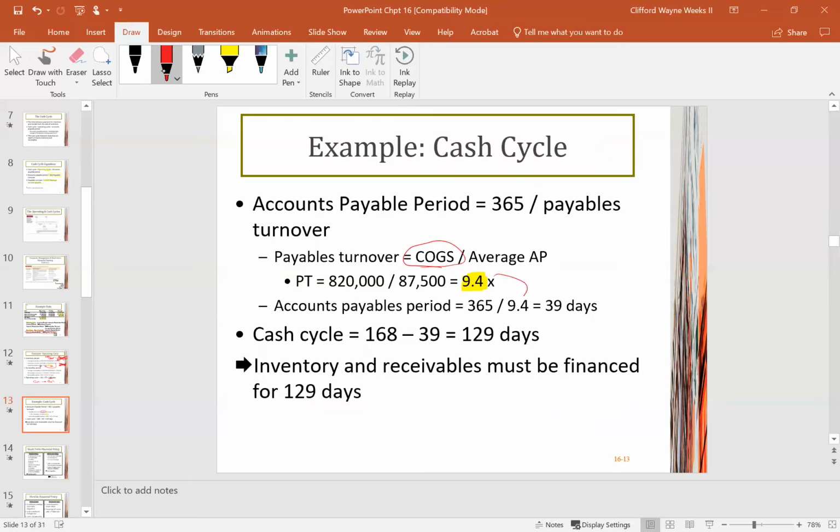Taking this number, we plug it into the accounts payable turnover period. 365 divided by the 9.4. We come up with 39 days. And so we take the operating cycle and we subtract the accounts payable period. And so our cash cycle is this 128 days. And so basically what it says is inventory and receivables must be financed. You need to borrow cash for 129 days total.